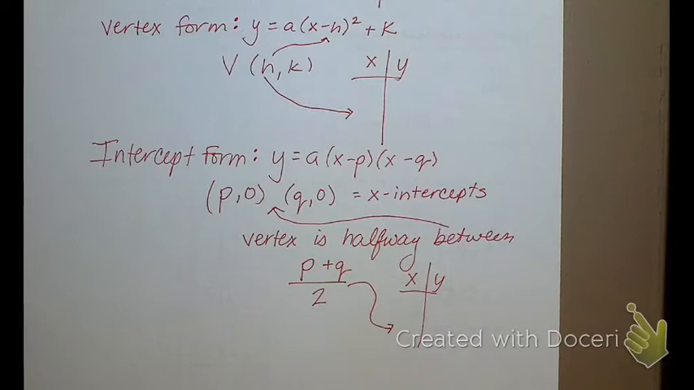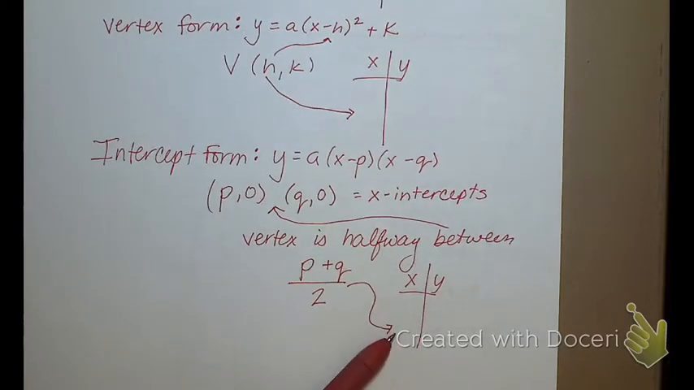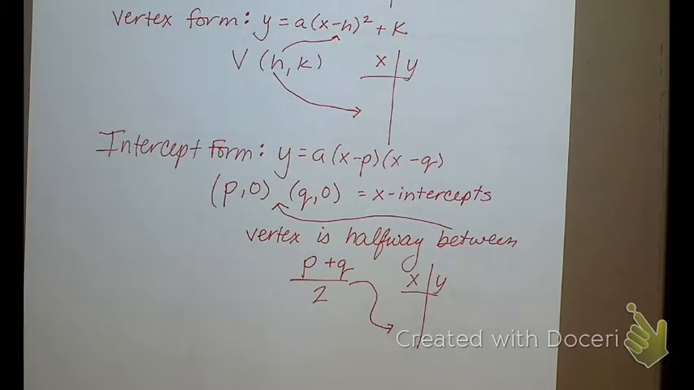So, three different ways to start the process of graphing, and once you have your vertex starting point, the rest of the process is the same. Okay? Is that helpful?